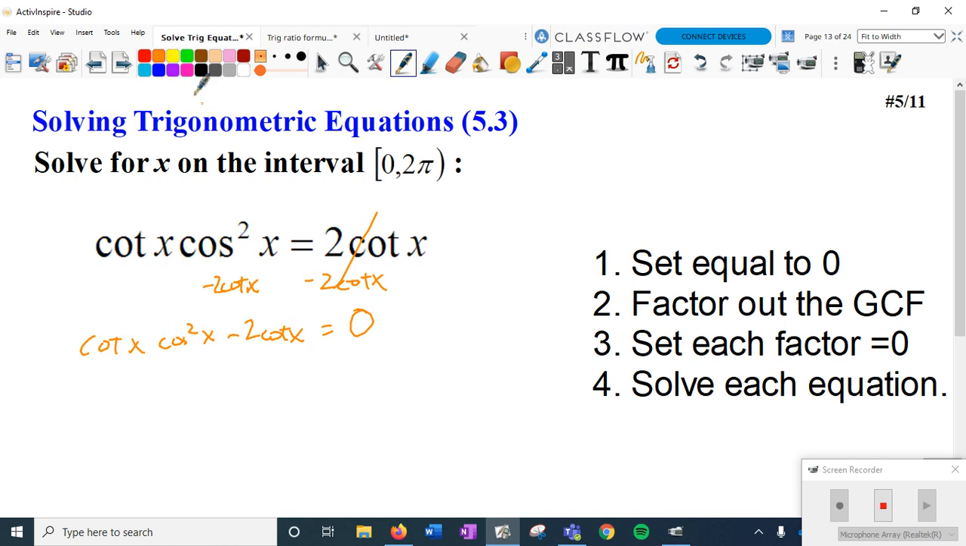What do they have in common? Well, they both have a cotangent as a factor. So what are we going to do with that? We're going to factor out cotangent. We have cotangent of x, and then what we're left with is cosine squared of x minus 2 equals 0. Factored out the cotangent, wrote it out front one time, write down what's left. Now we set each factor equal to 0. Cotangent of x equals 0, and cosine squared of x minus 2 equals 0.